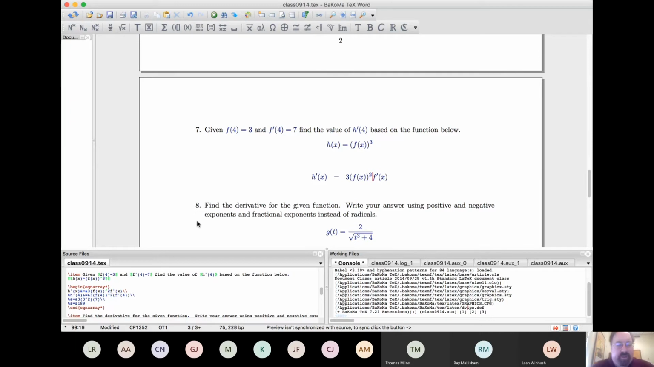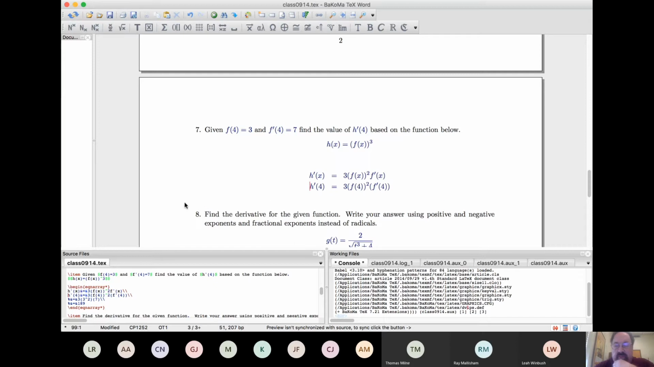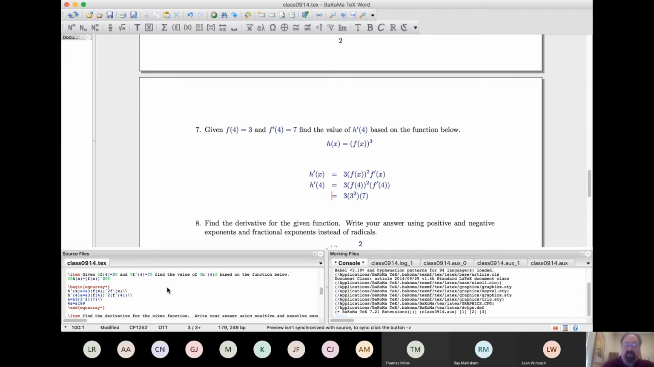But you want a derivative at x equals 4. So then you just go ahead and substitute x equals 4 throughout on both sides. Here we need the value at x equals 4 of the original function that's being cubed and its derivative. So once we have these two pieces of information, we can just fill those in, and then get your answer.